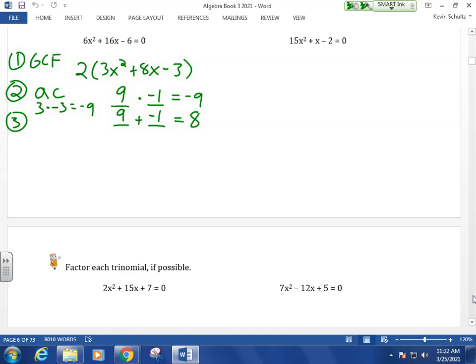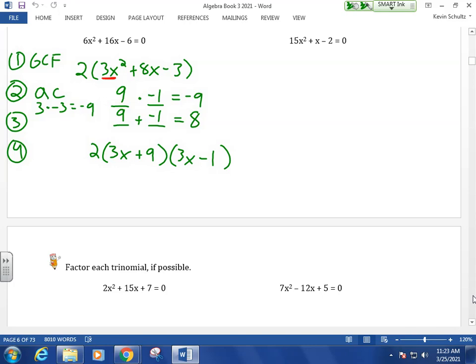Okay, so step 4, we're going to set this up. 2 is our greatest common factor, so that goes out in front. And then our sets of parentheses, both of them get that ax term, which is 3x. One of them gets the positive 9, and the other one gets the negative 1.